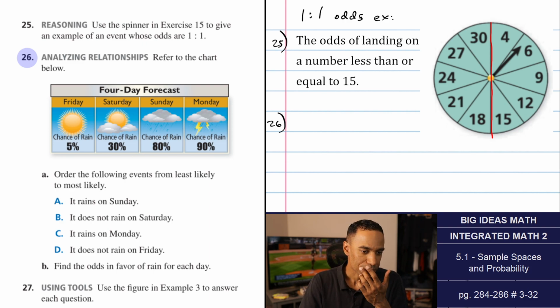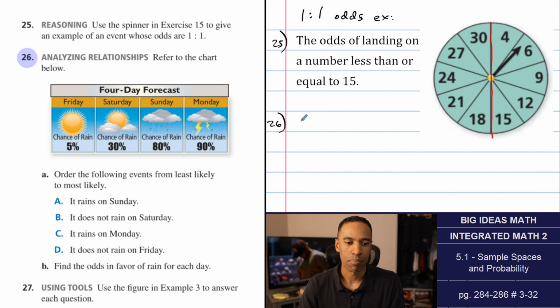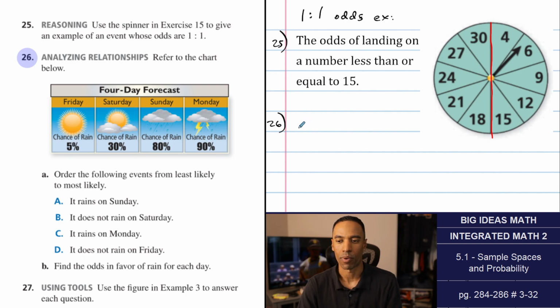So Friday, 5% chance of rain. Saturday, 30%. Sunday, 80%. Monday, 90%. Order the following events from least likely to most likely. A, it rains on Sunday. B, it does not rain on Saturday. C, it rains on Monday. D, it does not rain on Friday.